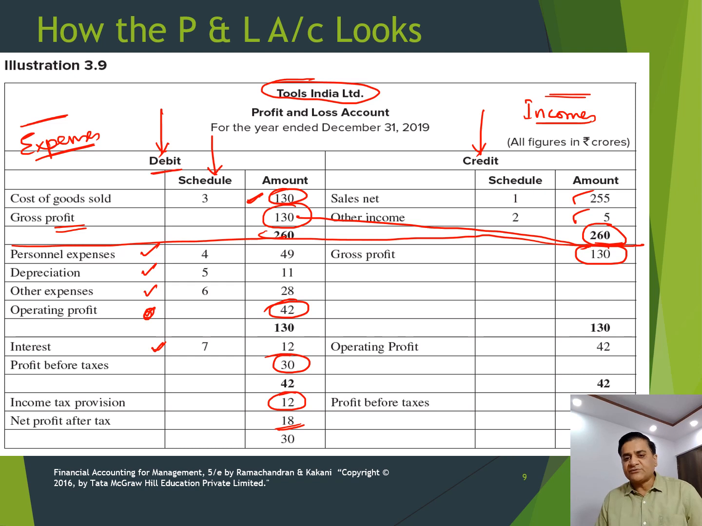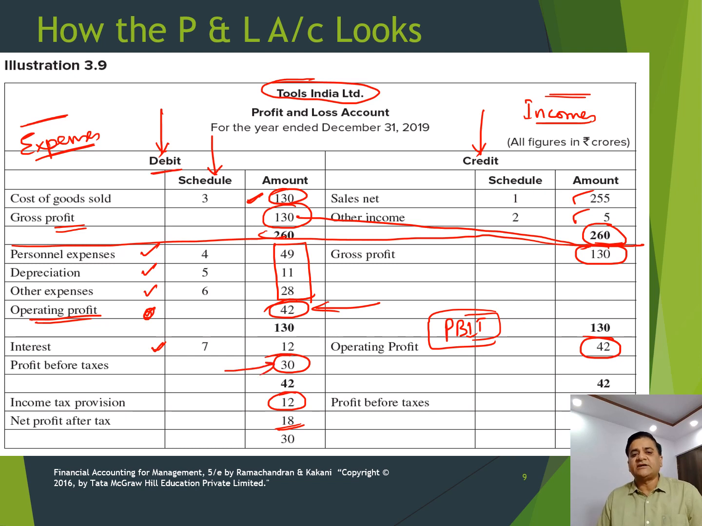Clear? From this 130, I deducted these expenses, 49 plus 11, 60, plus 28, 88. So what remains is 42, which is called the operating profit. This is also called the profit before interest and taxes, PBIT. From this 42, if I deduct the interest of 12, what remains is the profit before tax, which is 30. Out of this 30, when I deduct 12, what is my profit after tax? Profit after tax is 18. This is the way I present the profit and loss account, right?